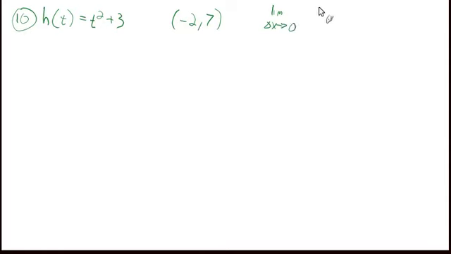Let's go with number 10. H of t. The limit as delta x approaches 0, f of c plus delta x minus f of c over delta x. And of course we could substitute h of t, and so that all should translate pretty simply.